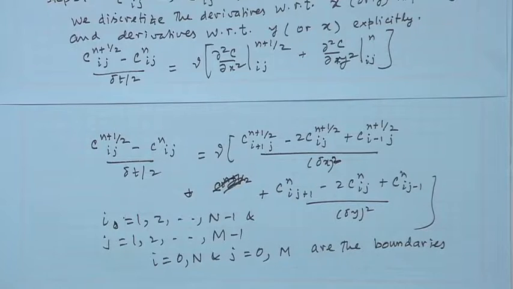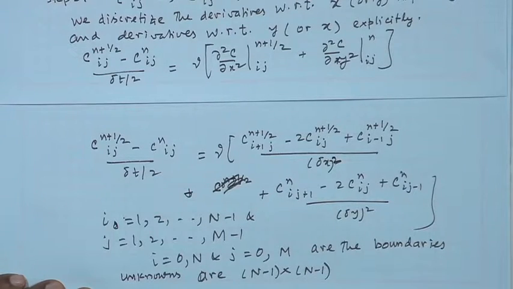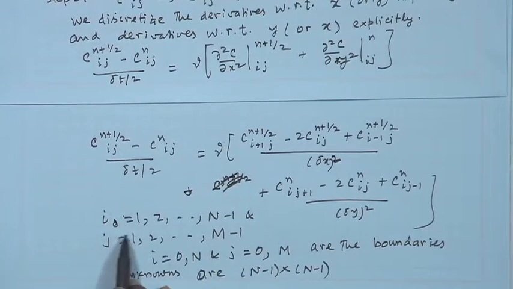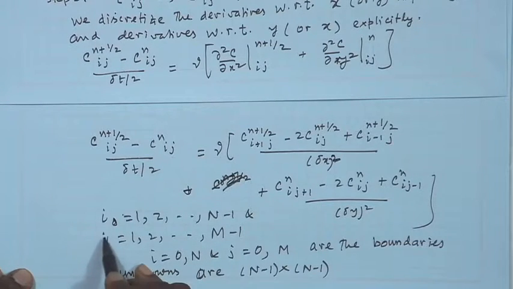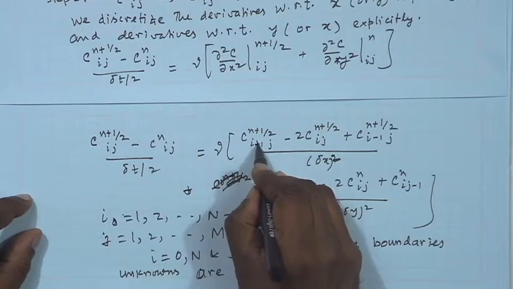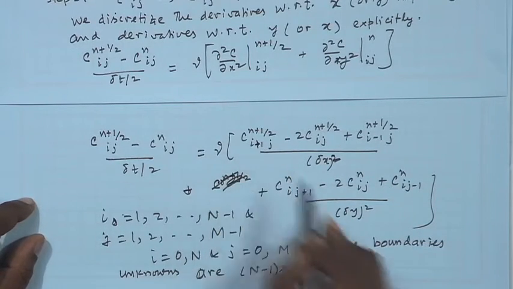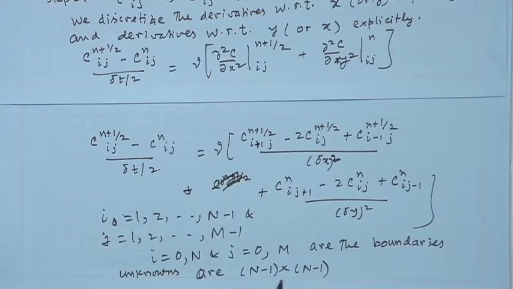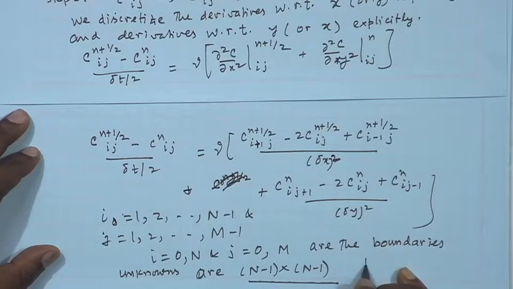So, at a fixed n plus half, what is to be found out? So, the unknowns are (n minus 1) into (m minus 1) number of unknowns, and the same number of equations, because if I vary i equal to 1 to n minus 1 and j equal to 1 to m minus 1, we get the same number of equations. So, the variables are those with superscript n plus half. And the important thing is that this forms a tridiagonal system.